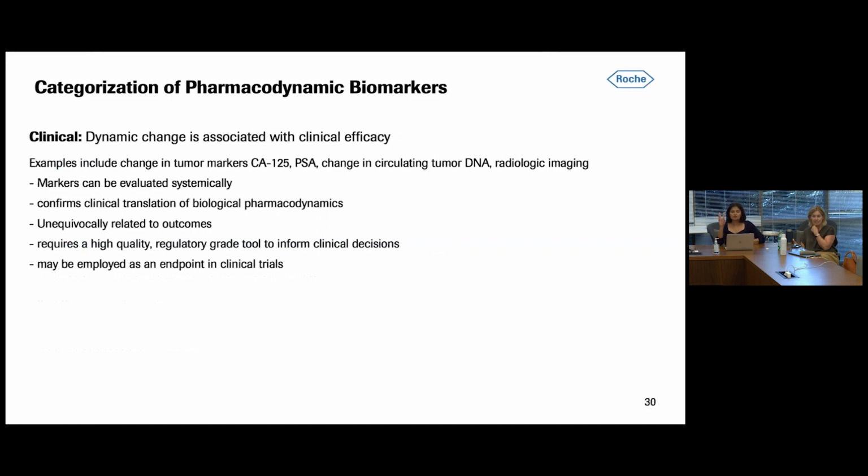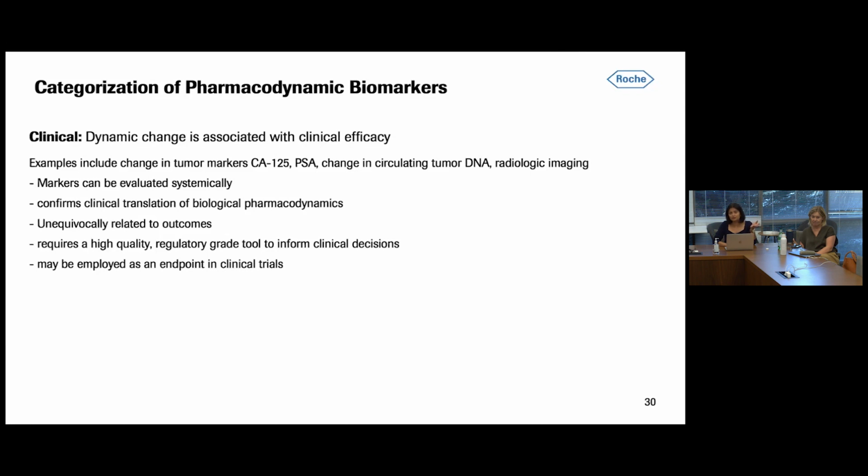A second category of pharmacodynamic biomarkers is what I call clinical. So the first one was biological, the second one is clinical. Clinical biomarkers are the ones where a dynamic change in the biomarker is very clearly associated with clinical efficacy. This is considered the holy grail pharmacodynamic biomarker.